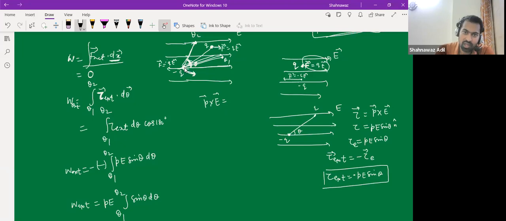So this is P, and E is in this direction. So P cross E is in this direction, downward. And theta is upward. Theta is in the upward direction, and P cross E is downward. So what is the angle between the torque and the angular displacement? Yes, 180, right? So this is how it is 180. Understood?